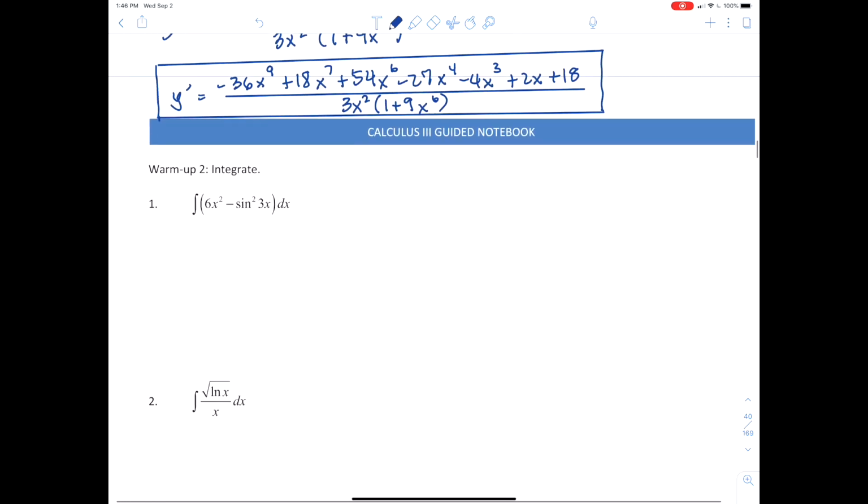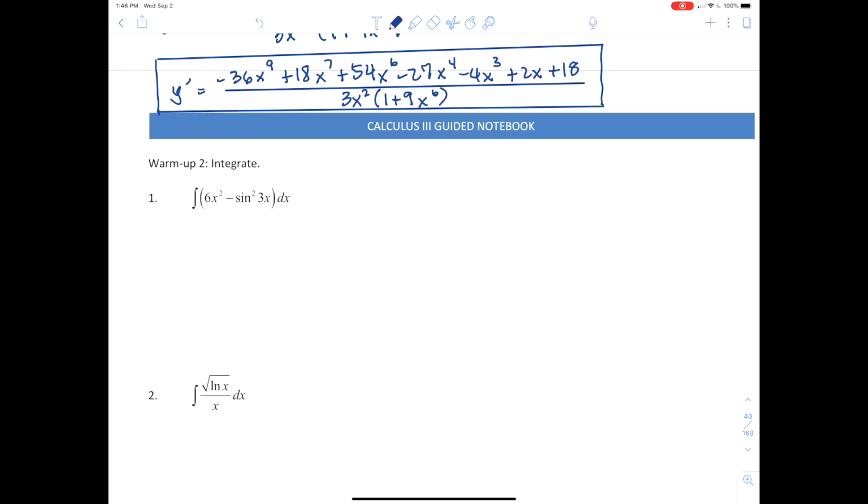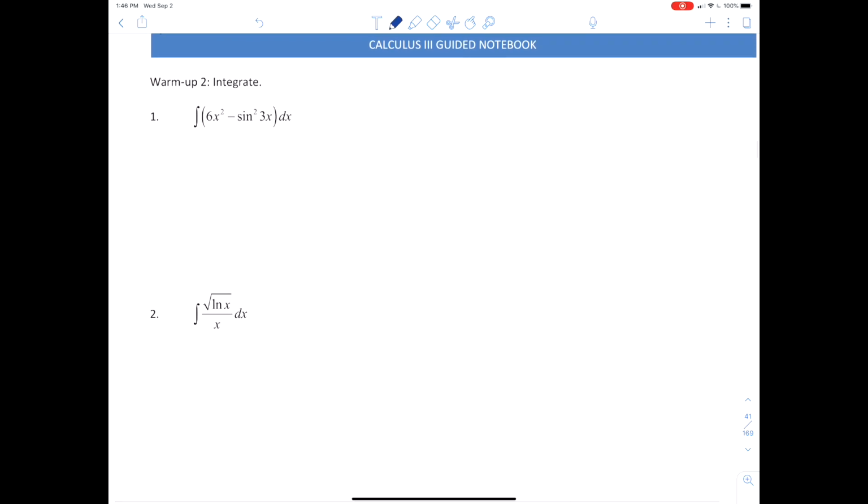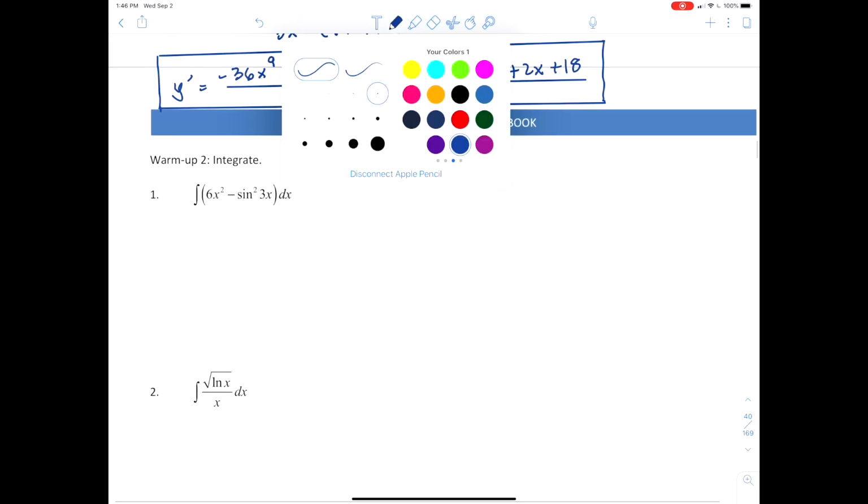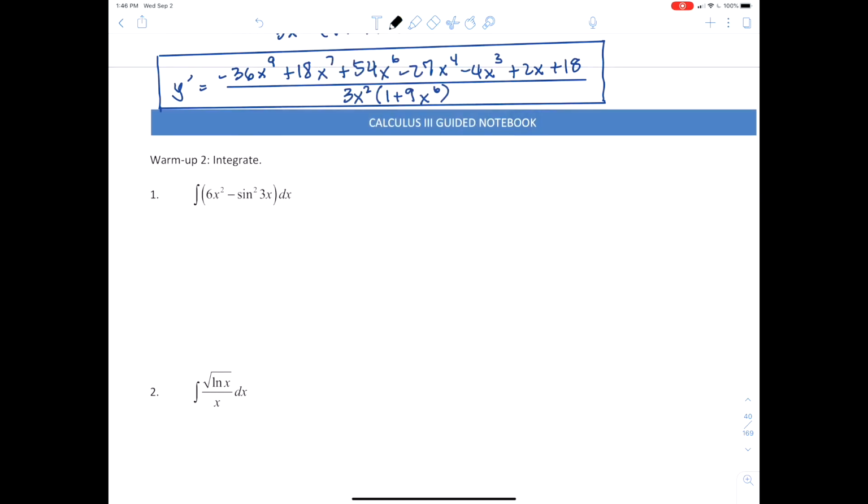Okay, so now let's take a look at the integration. So here, a couple of things to remember. If you have cosine squared at some angle A, that's equal to 1 plus cosine of 2A over 2. Sine squared of some A is equal to 1 minus cosine of 2A over 2.